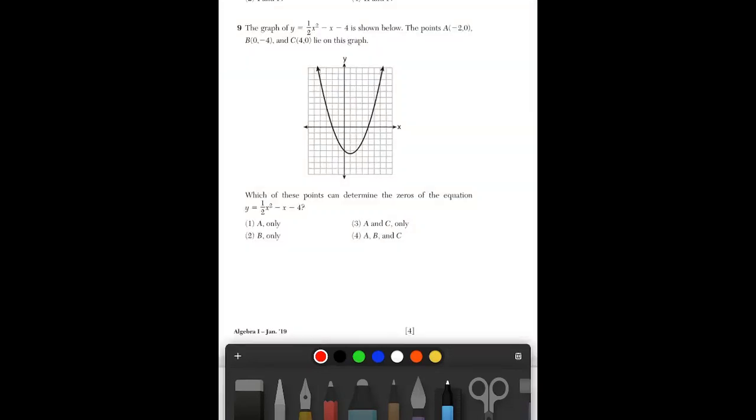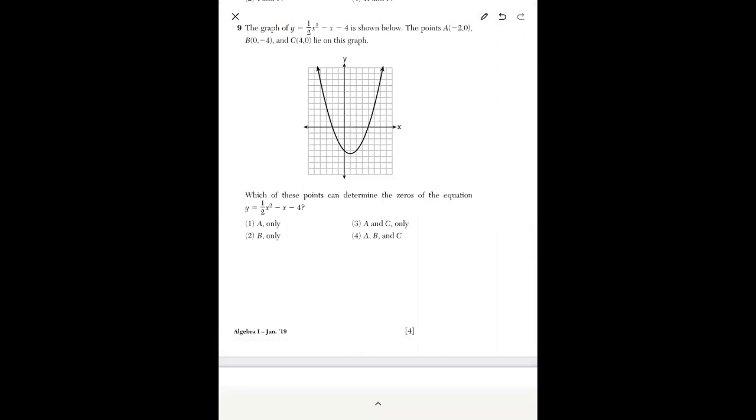Now I'm going to do another couple of questions just to show you, because there's something else I want to show you. In this one, they say we have another quadratic. The graph is 1/2 x squared minus x minus 4. It's shown below. We have the points -2, 0, which is here. That's A. 0, -4, which is here. That's B. And then we have 4, 0, which is here, which is C.